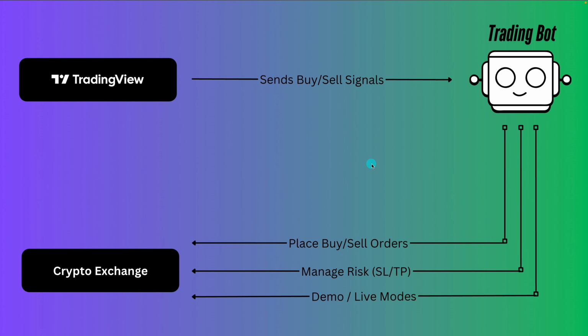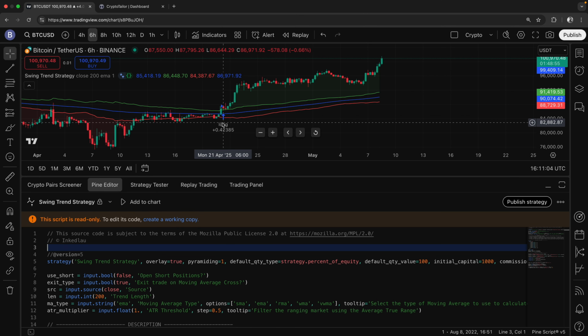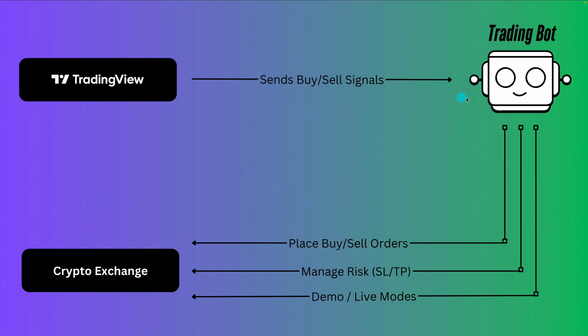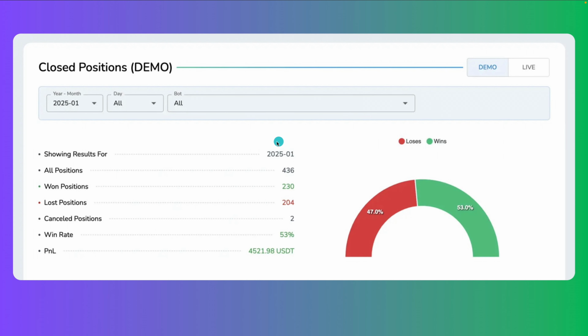This setup allows us to turn TradingView alerts into automated trades. The idea is simple. TradingView generates buy and sell signals based on indicators or Pine script strategies. These signals are sent to our bot, which executes the trades automatically. When the bot runs in demo mode, it provides detailed reports to help you evaluate its performance before going live.